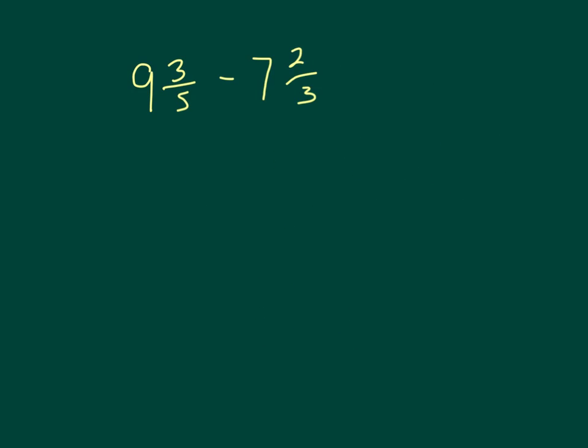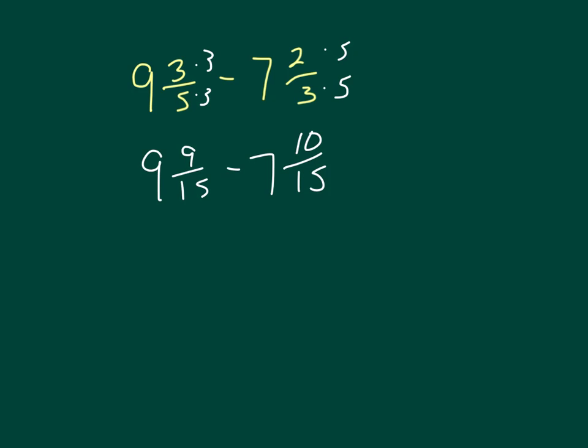All right, this problem here is going to require us to do some regrouping, so let's take a look at how we would solve this one. So we're going to start, and we want to get our denominators the same. Okay, so just doing some mental math, I know if I times this by 3 and this by 5, I can get denominators of 15 for both those. So I'm going to rewrite this as 9 and 9/15 minus 7 and 10/15.